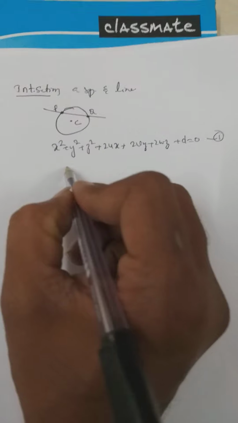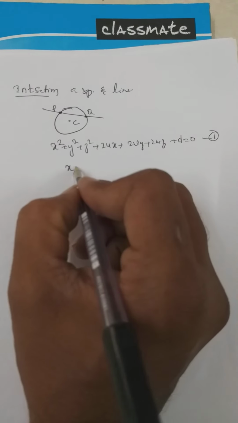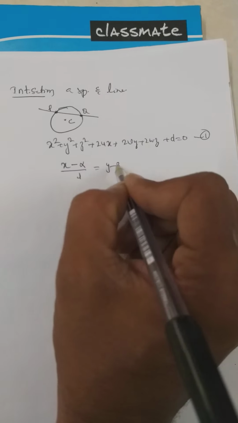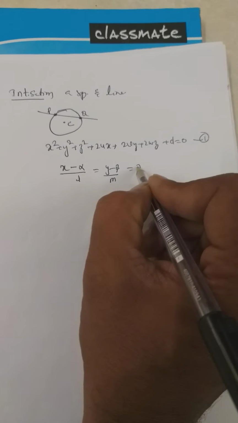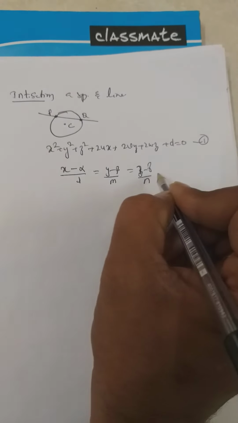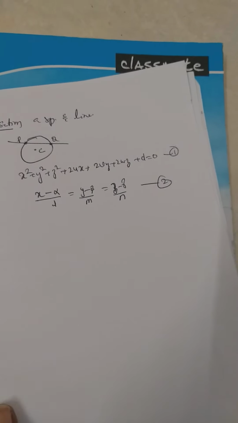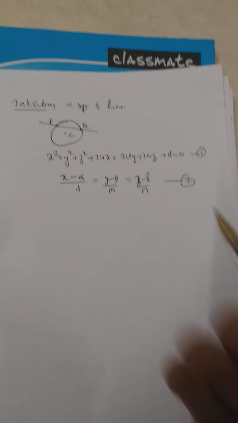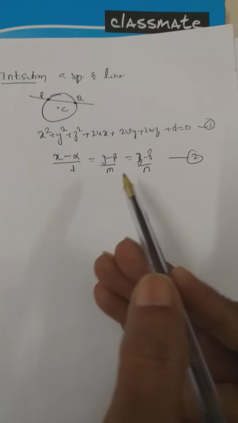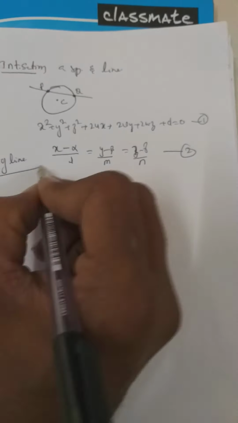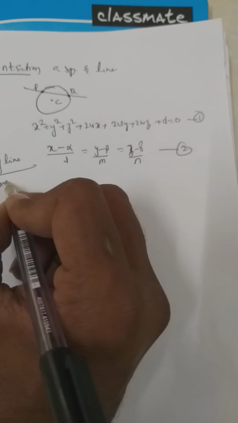What is the general equation of a line in symmetrical form? (x minus alpha) by L, (y minus beta) by M is equal to (z minus gamma) by N. You call that equation number 2. First one is the general equation of the sphere. Second one is the equation of a line in symmetrical form.